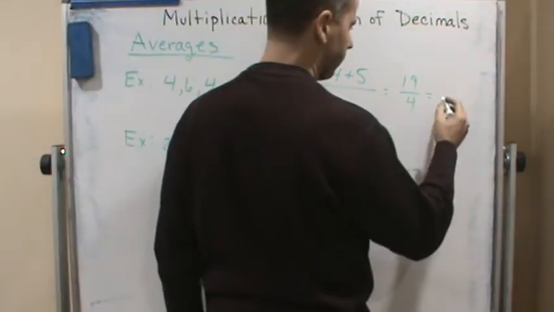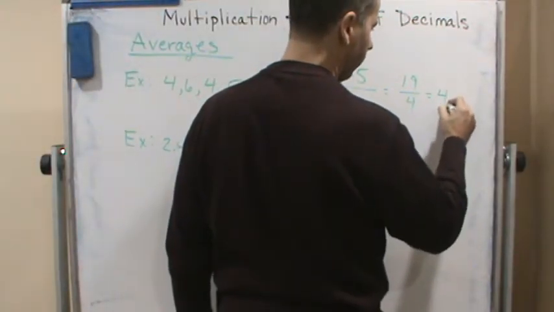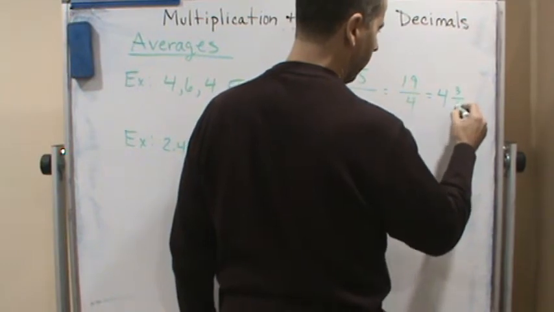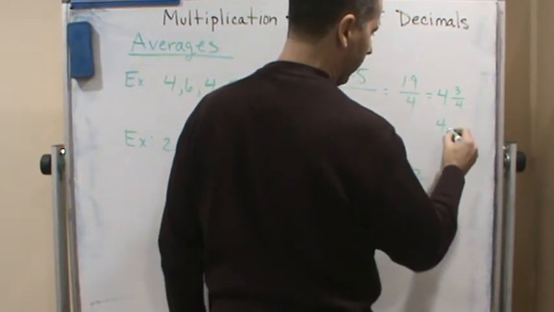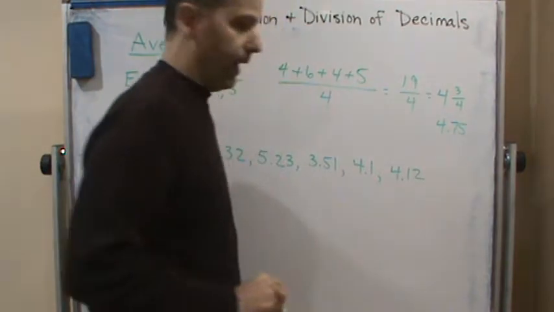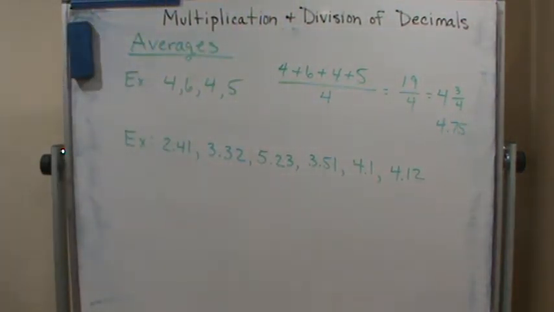This is going to give us 4 3/4, which is 4.75. Okay, so the average of those numbers is 4.75.